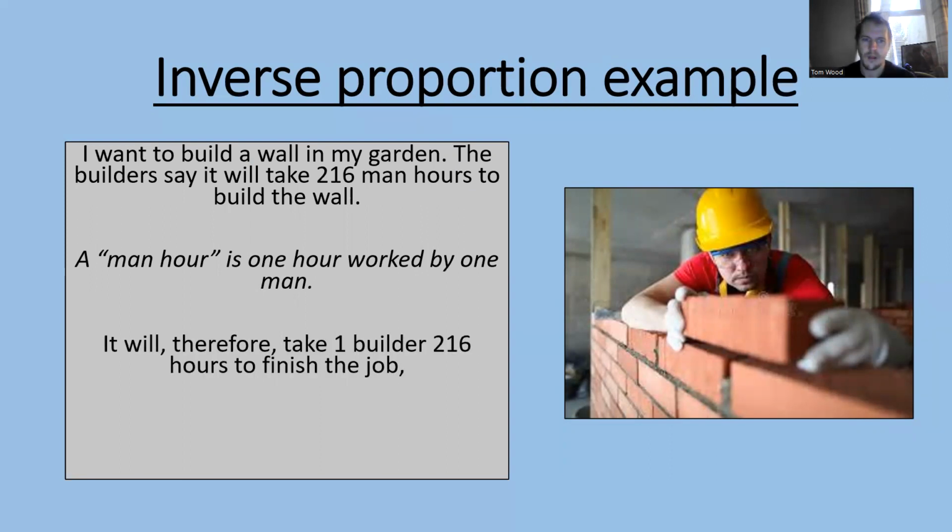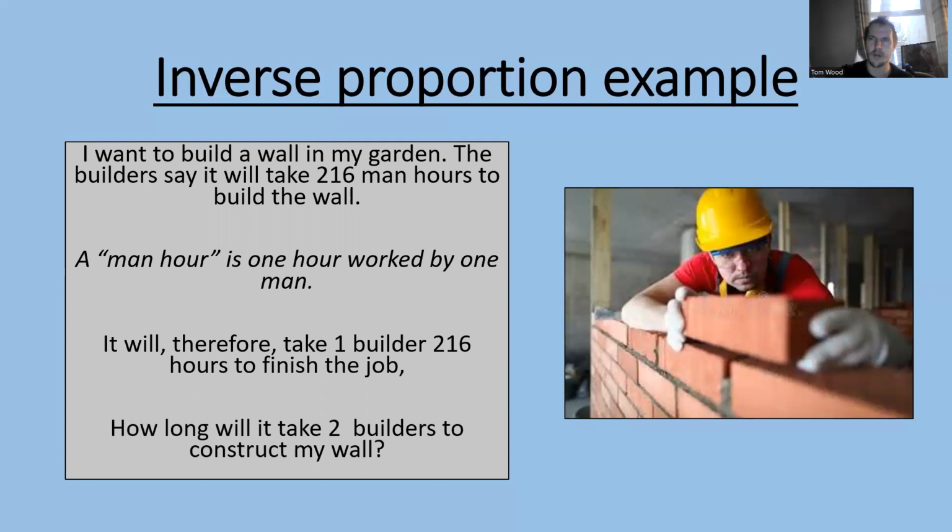If I just have one builder, it will take them 216 hours to finish the job. Let's think, well, I really need this wall because if not, wildlife's getting into my house and eating stuff from my fridge or whatever they're doing. So if one builder takes 216 hours, how long will two builders take? If I double the amount of builders, it will halve the amount of time. So in this case, two builders will get this job done in 108 hours. Brilliant.